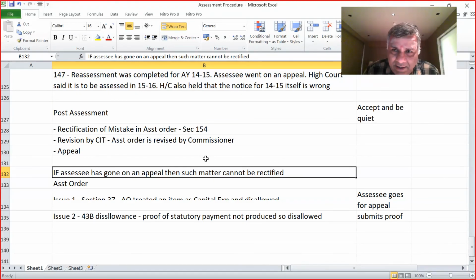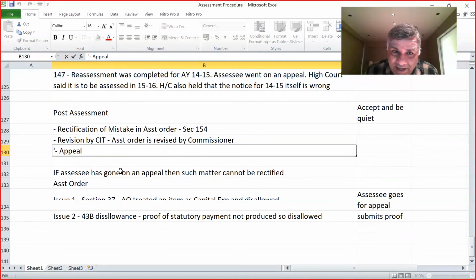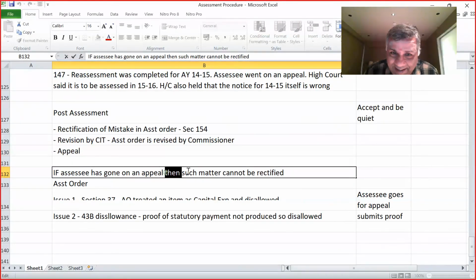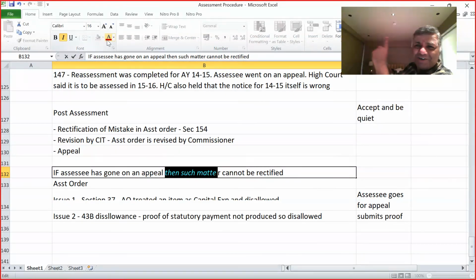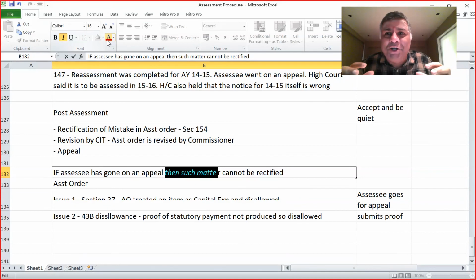But sir, when the case is in court proceedings... Yes, but just a minute, leave it to me. If the assessee has gone on an appeal, then such matter cannot be rectified. This is the first time we understood, and in more cases we are going to understand, which is going to be stunning, that an assessment order can be split into parts.